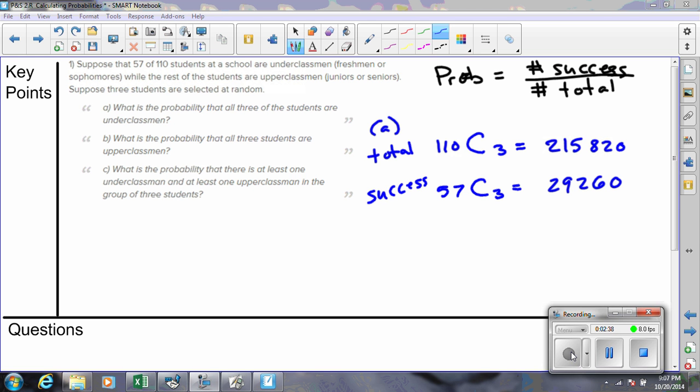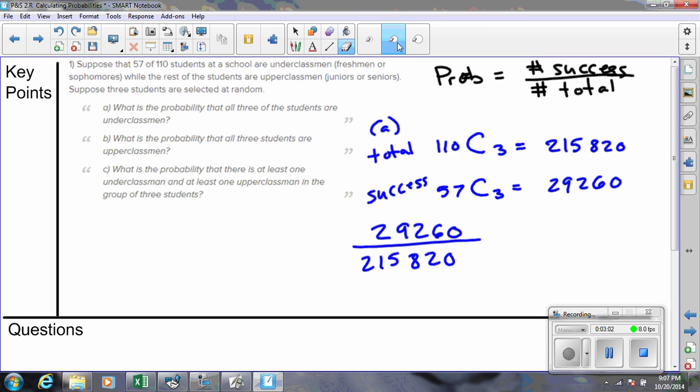Therefore, we could calculate our probability, the number of successes over the total outcomes, and we would have our probability with this fraction. We're done. It is worth noting that you would want to simplify the fractions, though that's something I'll leave you to do.